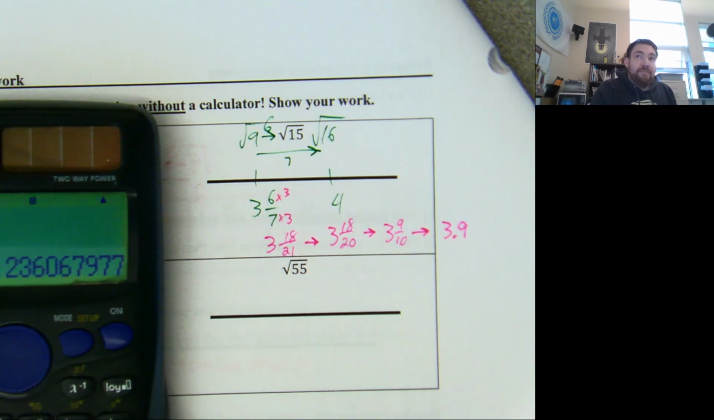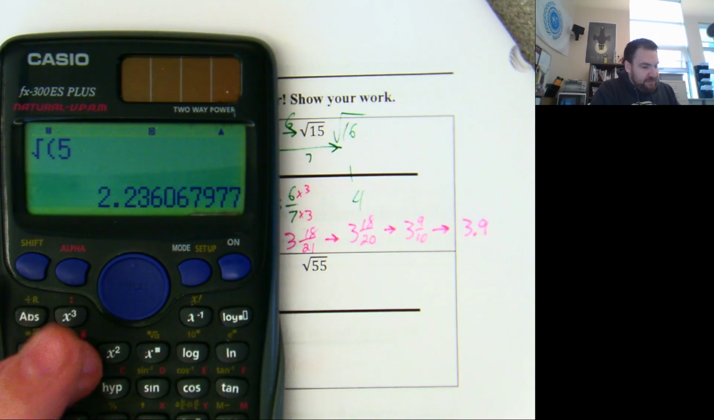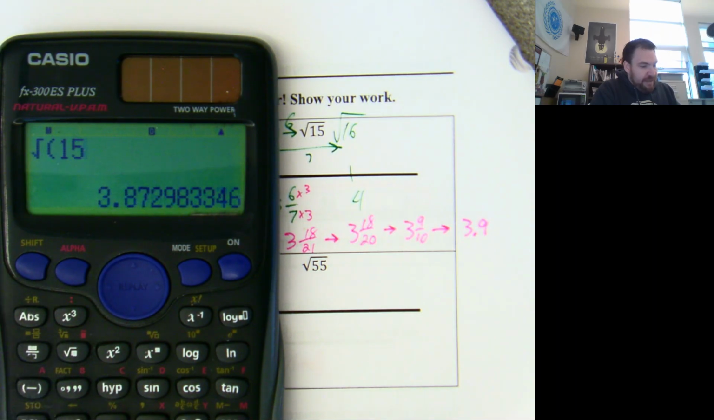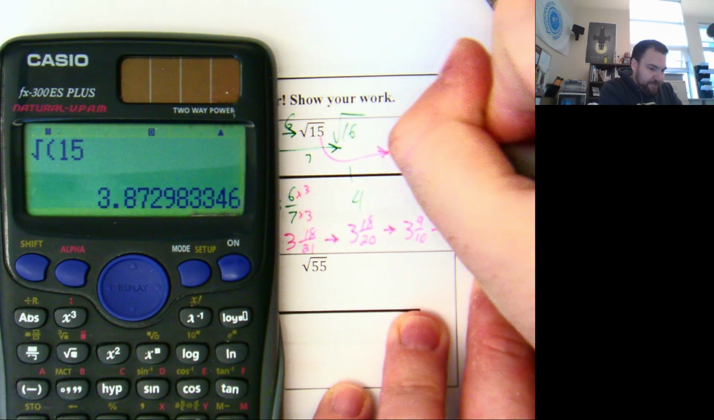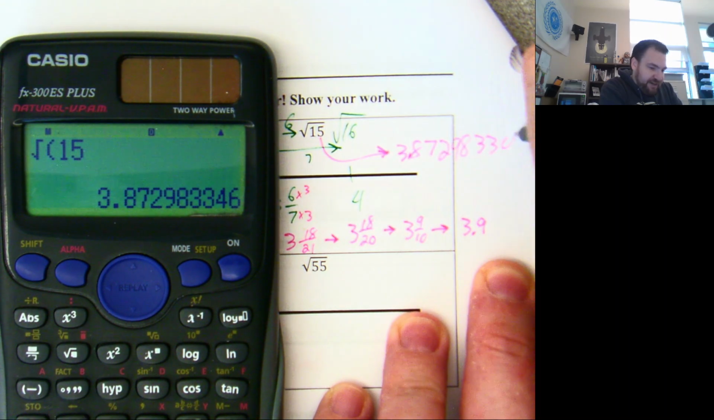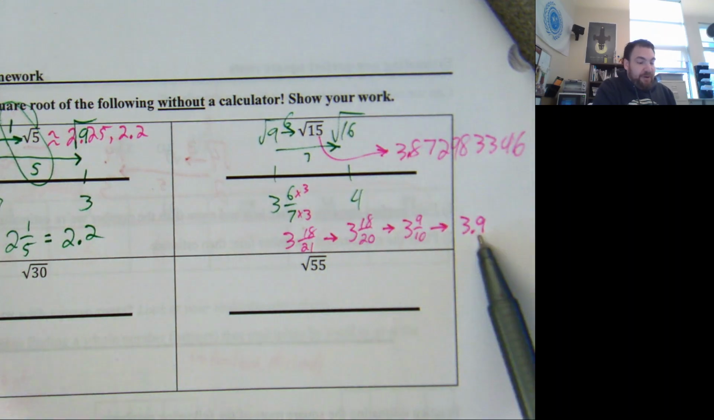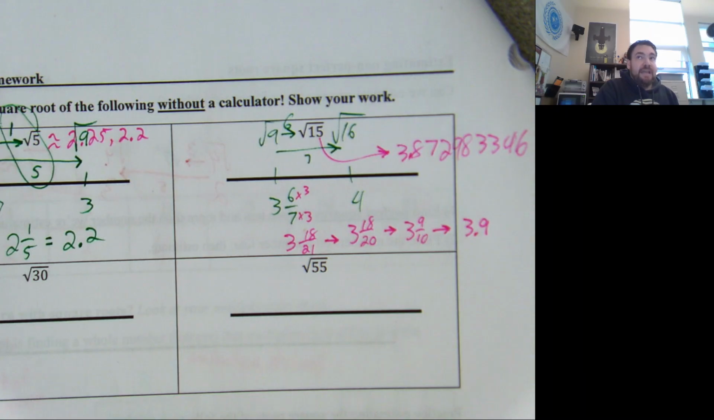Now I can go back and punch this into my calculator to check how good my estimate is. The square root of 15 equals 3.872983346. So my estimate of 3.9, pretty good. If you got an estimate anywhere between, I'll say, 3.8 and 3.9, you're good.